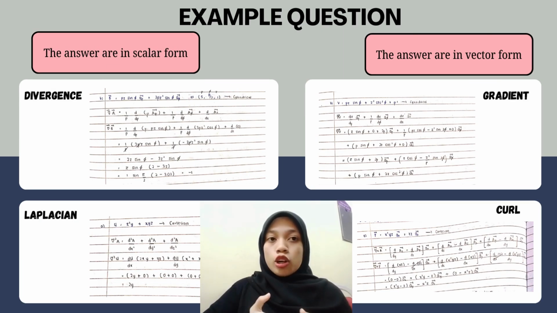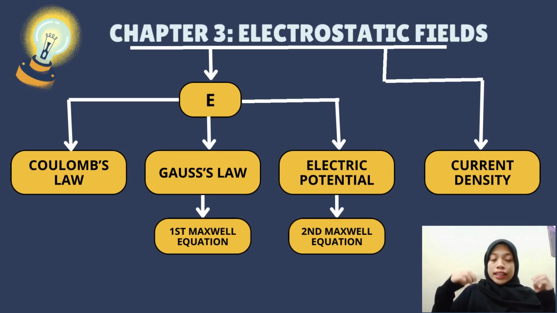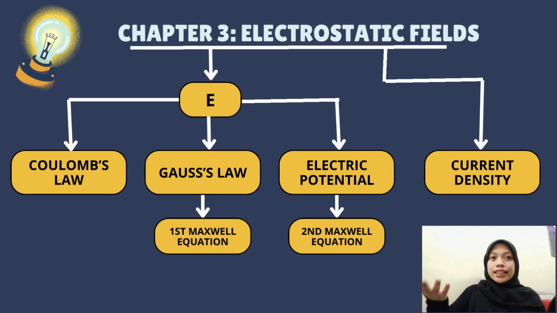Next is the del operator, which includes divergence, gradient, Laplacian, and curl. All these formulas you don't need to remember because they're already given in the appendix. What you have to do is just know when and how to use them, which includes differentiation. Now on to the next topic, which is electrostatic field.